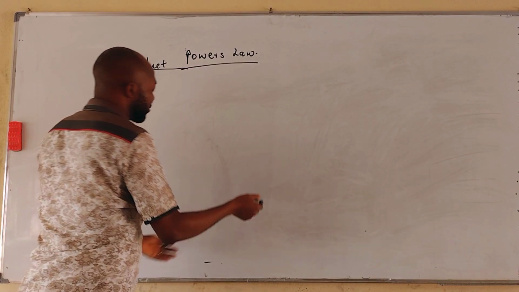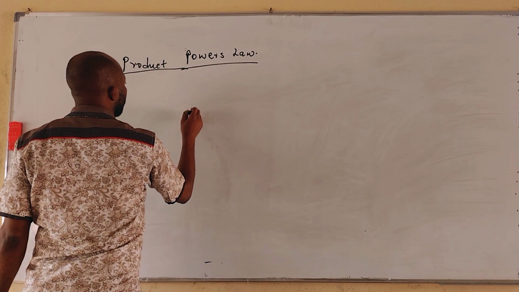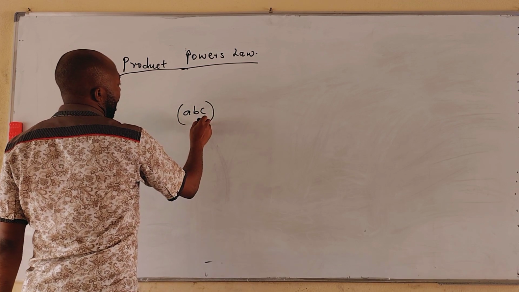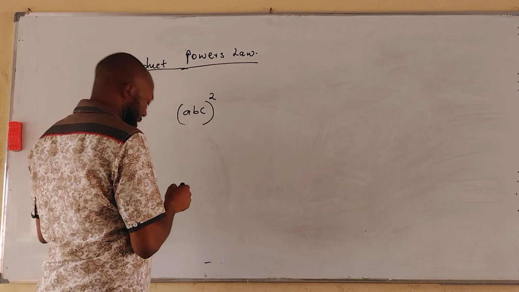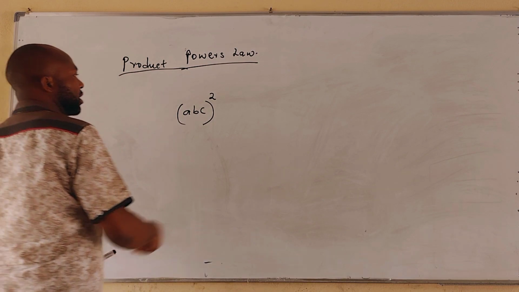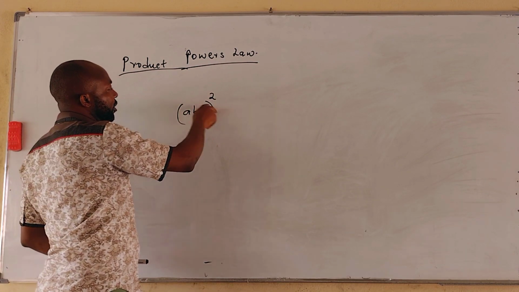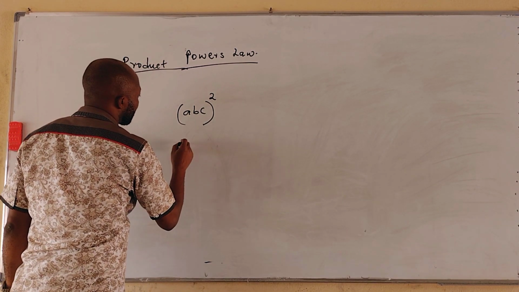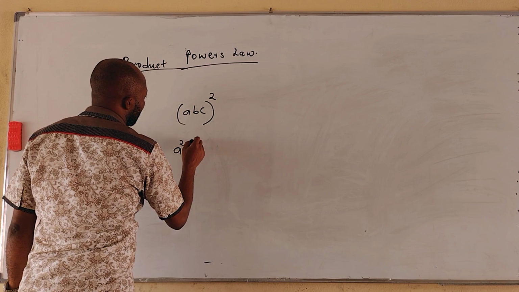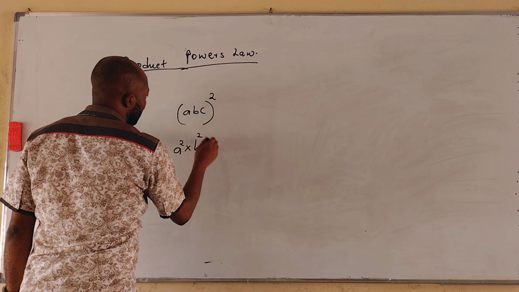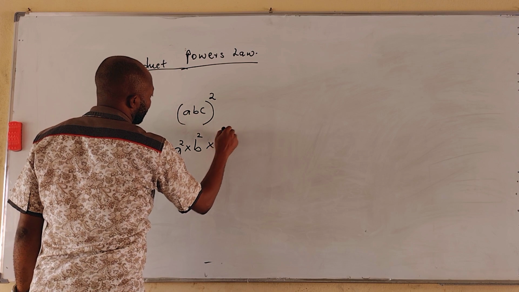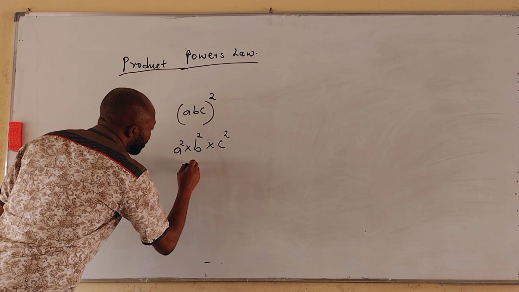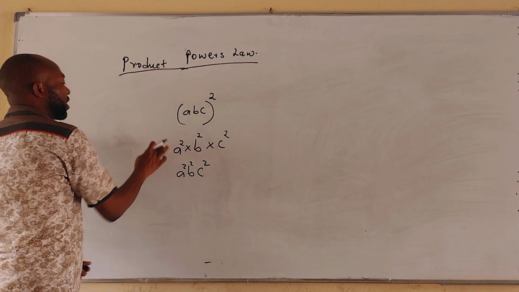When the product of different factors, let's call them A, B, C, are raised to a certain power, the power is distributed evenly into the various variables in the bracket. So this becomes A raised to the power 2 times B raised to the power 2 times C raised to the power 2. That's it. So we can equally say A squared, B squared, C squared is the same thing. These two are the same.